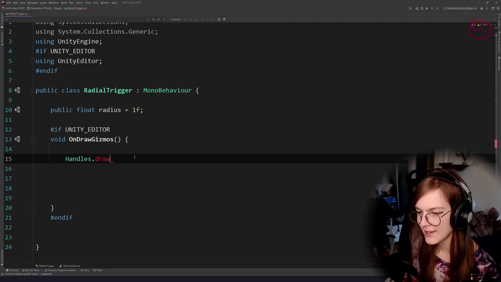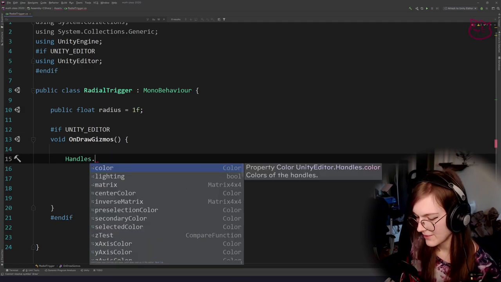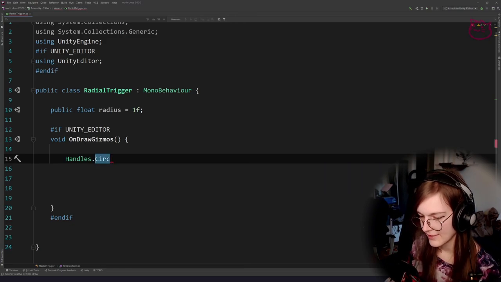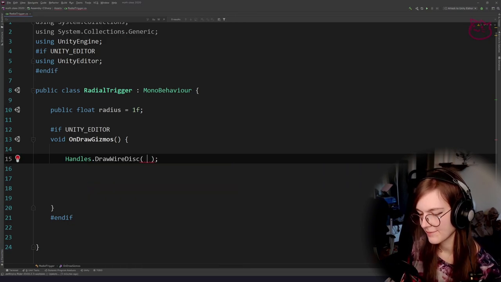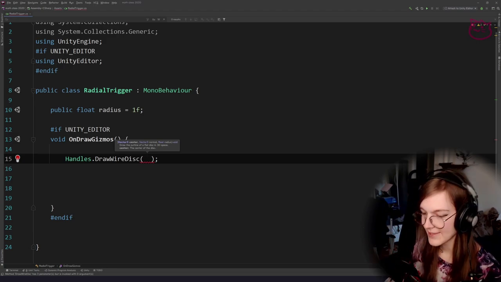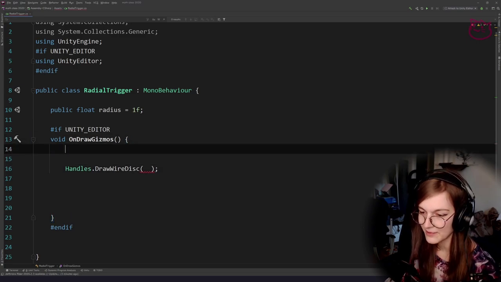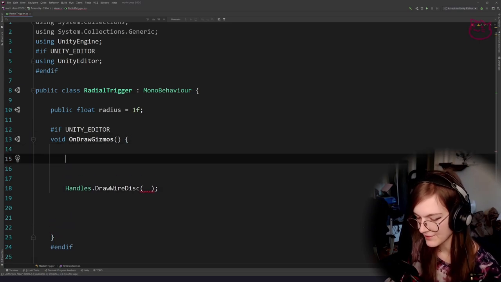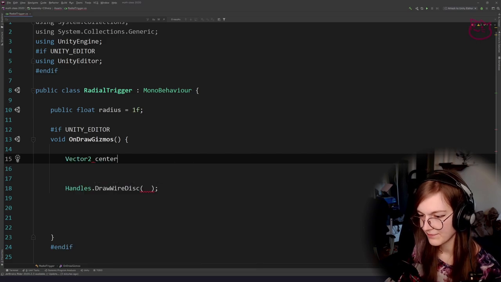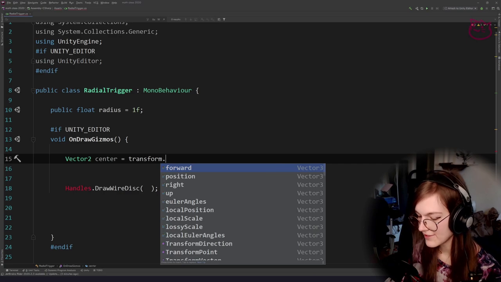All right, so we need to draw the radius of this object. So we can do Handles., I think it's WireDisc. We have center, normal, and radius. The center is going to be the position of this object, right? We're going to need to use these variables later, so I'm just going to set up some variables. So we have the center, and that's going to be the position of this transform.